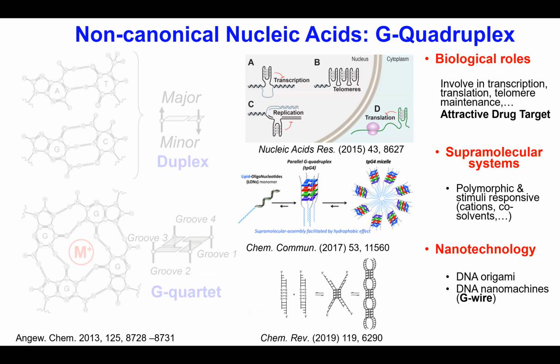They are involved in cellular processes like transcription and translation, so they can be treated as an attractive drug target too. But apart from the biology, they are a good supramolecular system because they are polymorphic by nature. One can tune their properties by adding cations, changing pH or adding solvent. Nowadays, people are using this type of system for nanotechnology applications, for example the creation of DNA origami superstructures, as well as G-wire nanomachine type conformations. So they are important in all parts of chemistry and biology.